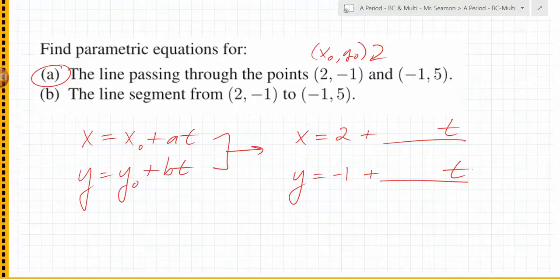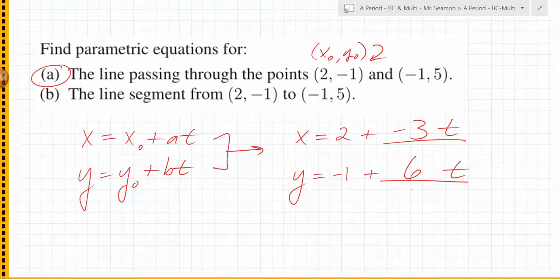How far over does it go? -3. And how far up does it go? 6. When you plug in 0 into this, where are we? 2, -1. When you plug in 1, where are we? Right there. Did it tell us what time it should be? No.